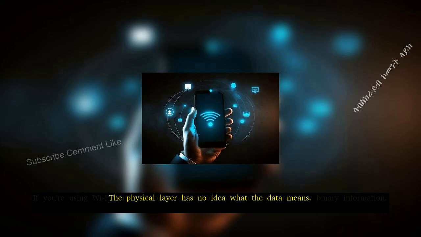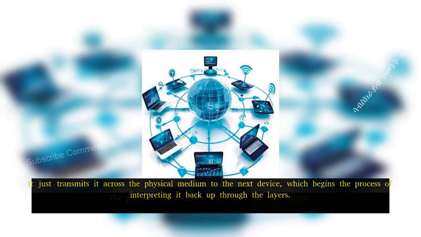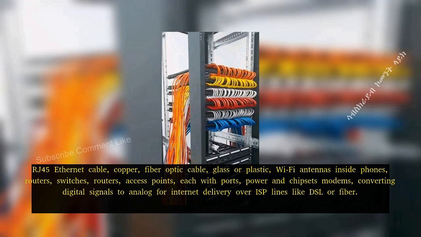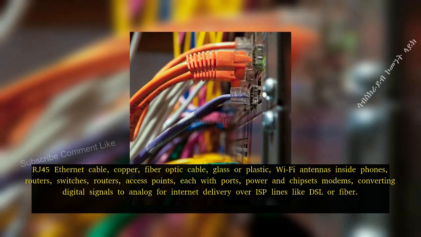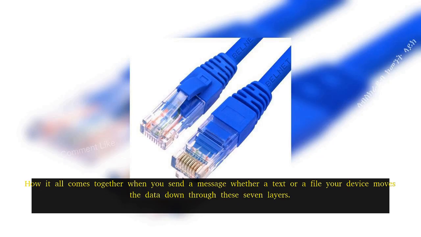The physical layer has no idea what the data means. It just transmits it across the physical medium to the next device, which begins the process of interpreting it back up through the layers. Materials involved? RJ45, Ethernet cable, copper, fiber optic cable, glass or plastic, Wi-Fi antennas inside phones, routers, switches, routers, access points, each with ports, power, and chipsets, modems, converting digital signals to analog for internet delivery over ISP lines like DSL or fiber.